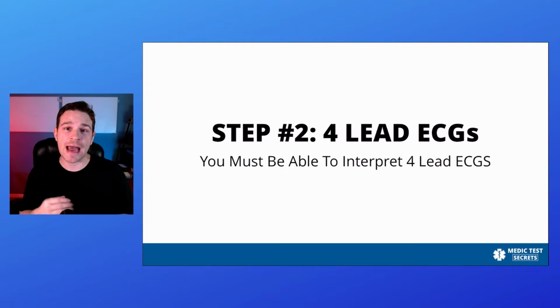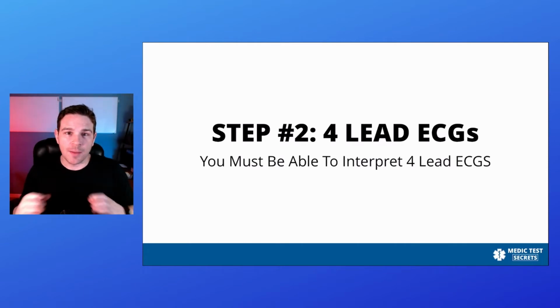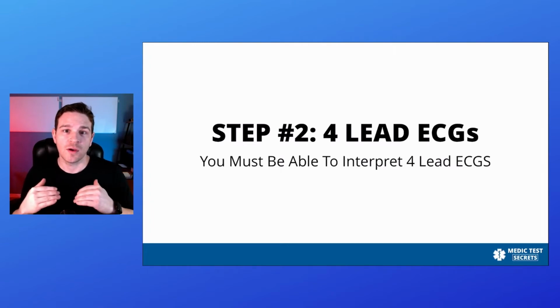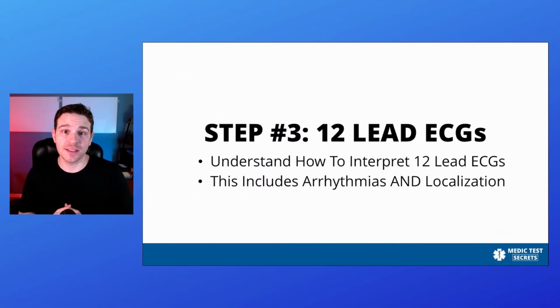So step number 2 is 4-lead ECGs. This is a big one. You have to be able to look at a 6-second strip of a 4 or a 3-lead ECG, and you have to interpret it quickly, right? So that is like the basis of static cardiology, 6-second EKG strips. So you want to be quick to identify them, you want to know the different rhythms, and really be comfortable with 4-lead rhythm identification.